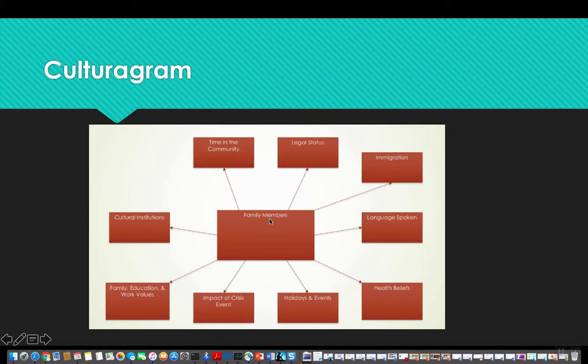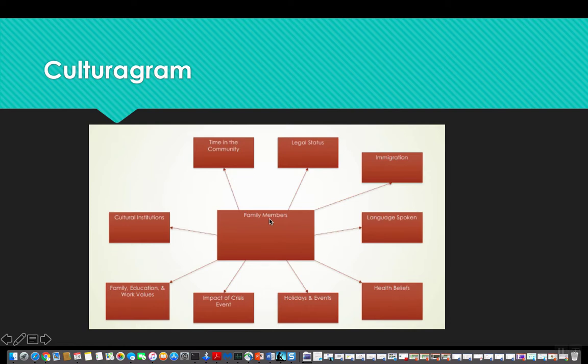And immigration, why did they immigrate to the U.S.? Did they come to the U.S. for violence or seeking employment? And for how long have they been in the U.S.? Language spoken, what language is spoken in the community, and what language does the family speak?